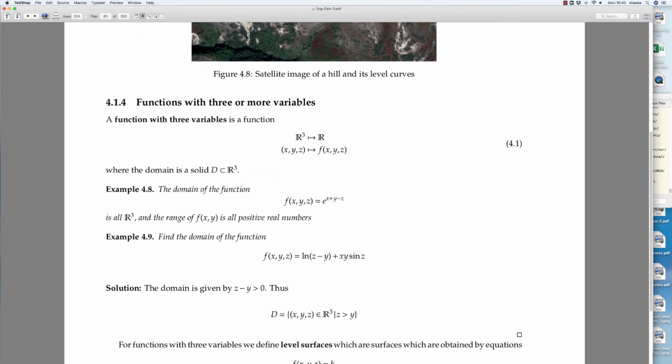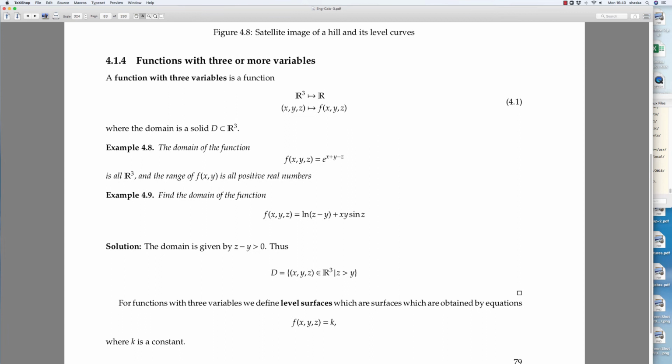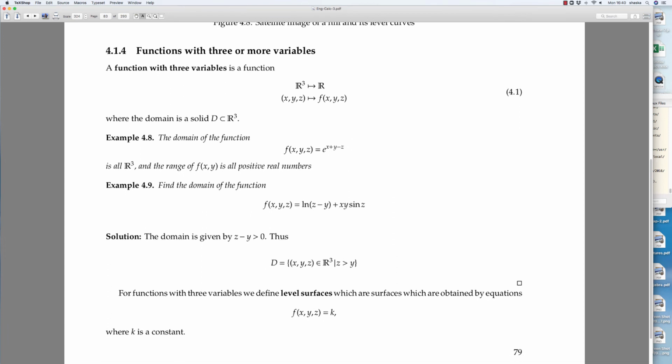All right, can we have functions with more than 2 variables? Of course. We can have functions with 3 or more variables. So for a function with 3 variables, the domain will be some solid, some region in R3, okay? The domain will be basically that D, and the range, whatever it might be. And of course, this has to be a function, so it still has to satisfy the definition of being a function.